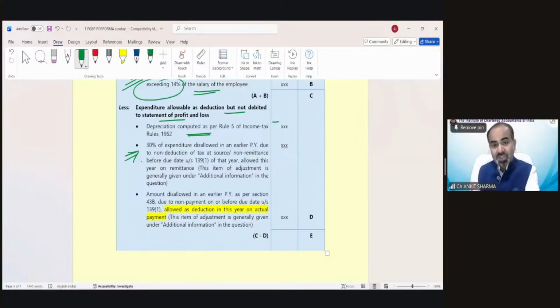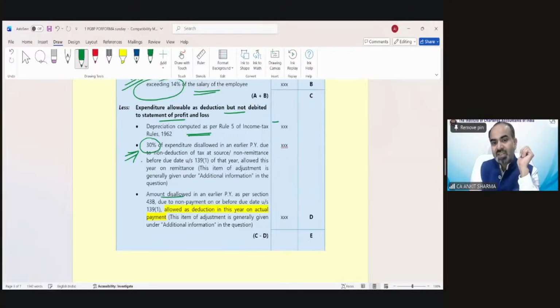So that 30% is going to be allowed in the year in which the TDS has been deducted and deposited. So this 30% we are talking about needs to be allowed, which has earlier been disallowed. So it could be allowed in that year in which TDS has been deducted and deposited.